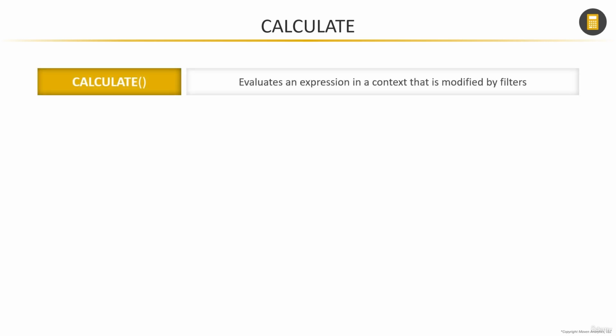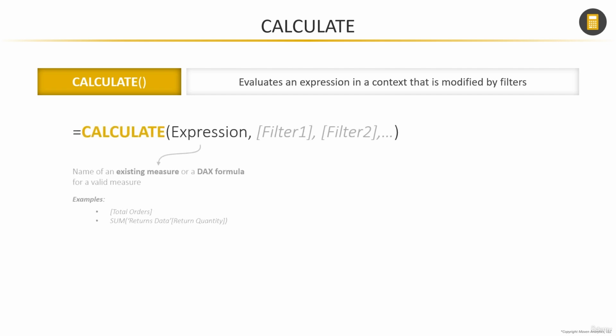Calculate on its own, it's pretty straightforward. It evaluates an expression or formula under a set of defined filters. Basically, calculate is going to modify our filter context. So here's what it looks like. You've got your expression for the first argument, and this could be the name of a measure, or it could be a DAX formula that could create a valid measure, right? So things like a total orders measure, or you could sum the return quantity column from your returns data table. Both of those are totally valid options.